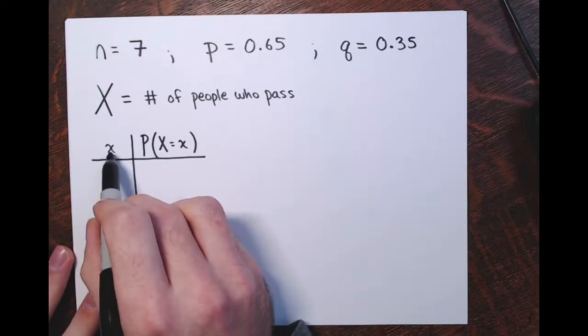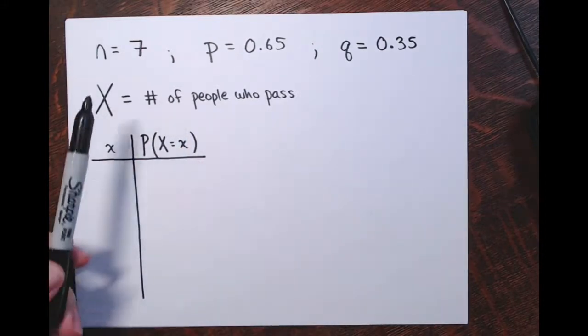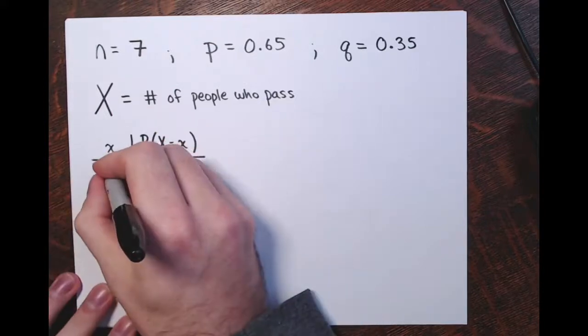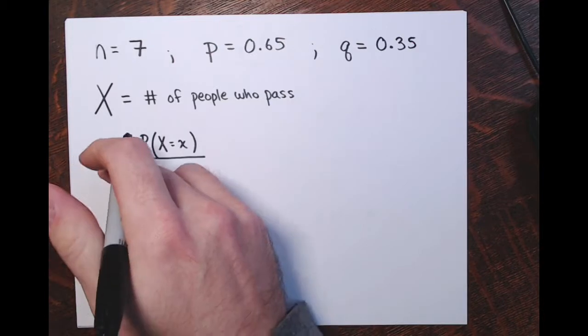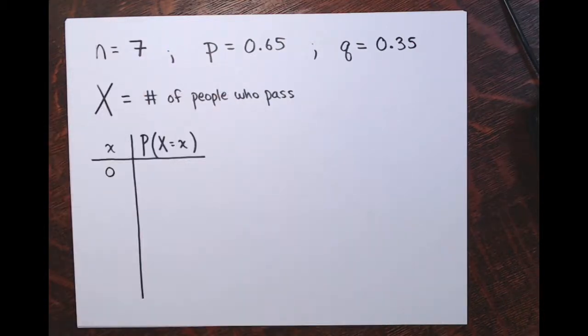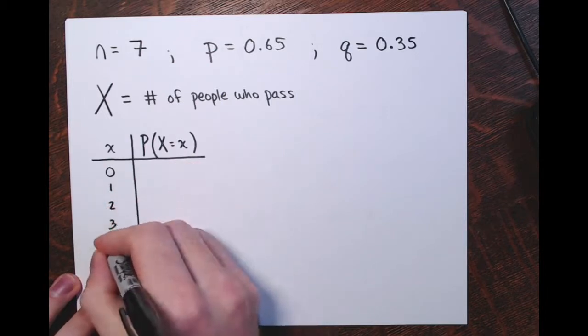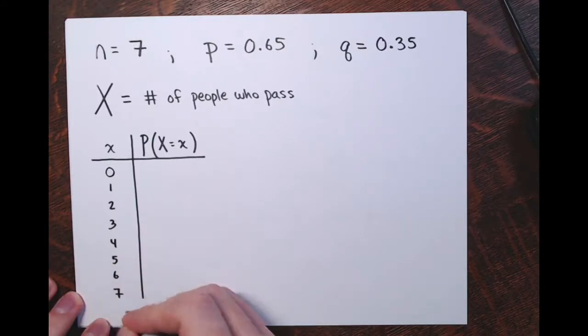So little x, remember, this represents numerical values of capital X, this number of people who pass out of the 7 people who took the test. So if I took a random group of 7 and ran them through this driver's test for the first time, none of them could pass. That's a possibility. And you'll notice that it's always 0 successes up to all n successes. That one of them could have passed, 2 of them could have passed, just 3 of them, exactly 4 of them, exactly 5 of them, exactly 6 of them, or exactly 7 of them.